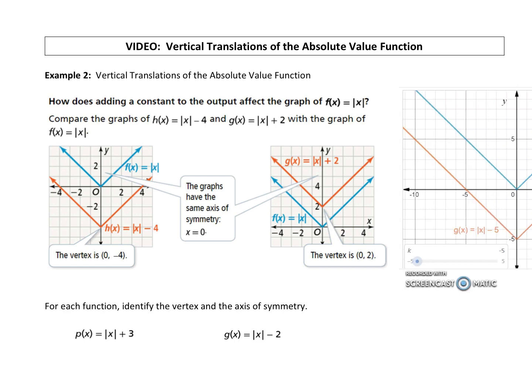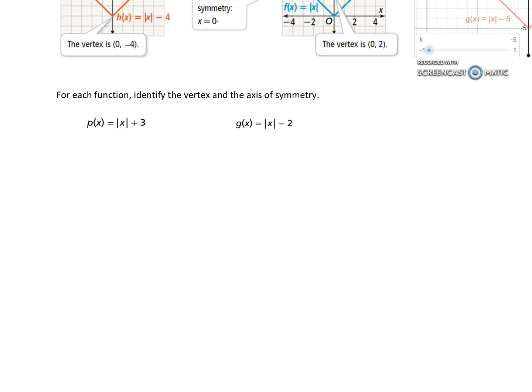These graphs both have an axis of symmetry. The symmetry line is going to be vertical, going right through the vertex, splitting your graph in half. And for both of those graphs, because all we did was shift up or down, that axis of symmetry is still at 0. So can we, for other functions, identify the vertex and the axis of symmetry?